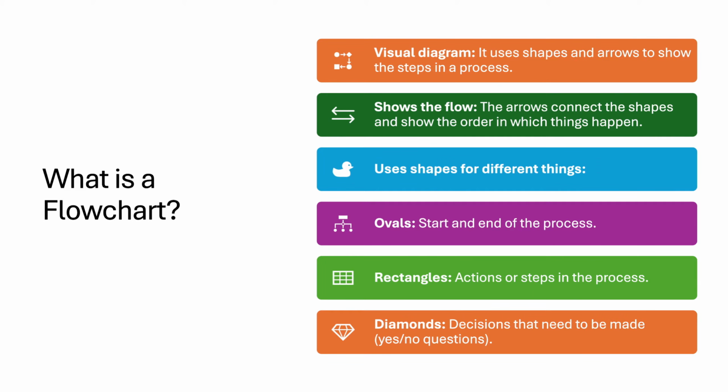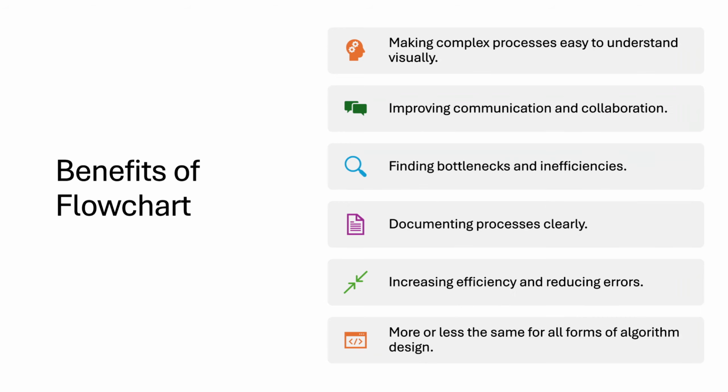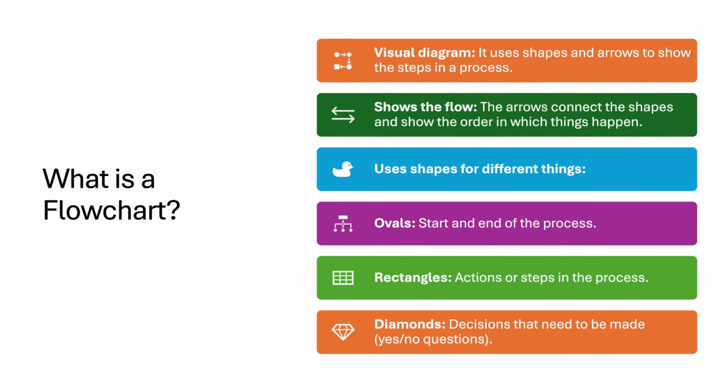So what is a flowchart? A flowchart is a visual representation. It uses shapes and arrows to show the steps in a process. It shows the flow, so the arrows connect the shapes and show the order in which the things happen. It uses shapes for different things. For example, the oval is used to start and stop the process. Rectangles are actions or steps in the process. Diamonds, decisions that need to be made. So that's a yes or no. I'll show you guys an example of a flowchart soon.